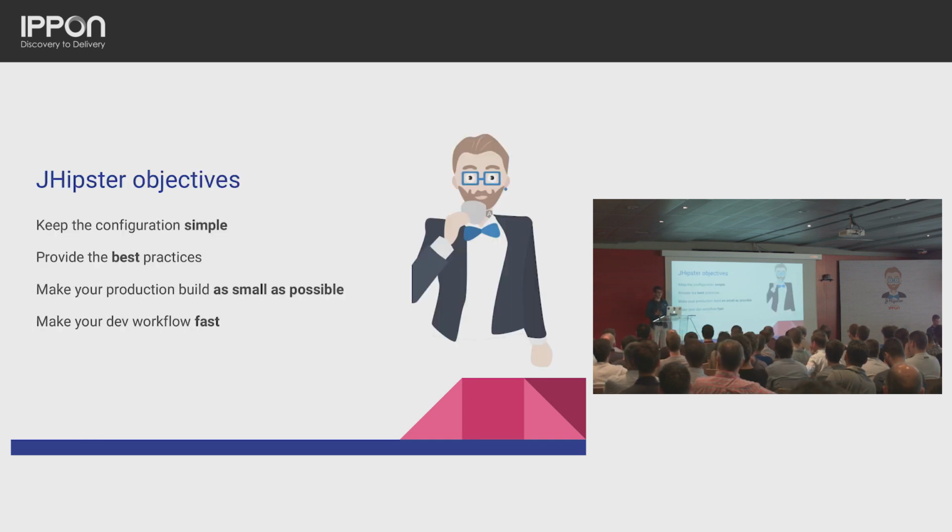So I'm going to remind you of the JHipster objectives for the front parts, but we can apply some of the points to the whole project, I think. So we want to keep the configuration as simple as possible, so we can tweak it easily if you want. We want to provide you the best practices from the guys who work on the technologies, like Cache, Spring, Angular, or Webpack. We want to make your production build for the front parts as small as possible. I will tell you why it's important later in the talk. And we want to make your development workflow very fast, so you can easily develop and you don't waste a lot of time waiting for TypeScript, for instance.